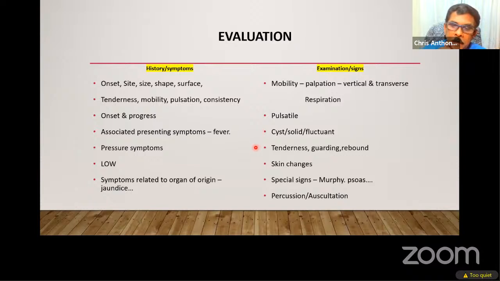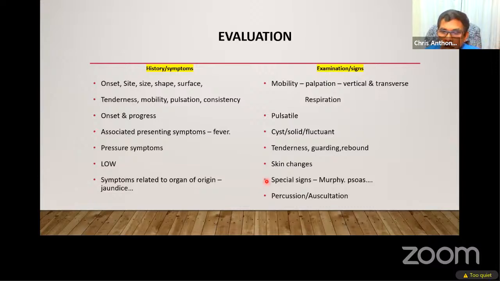Next is tenderness, guarding, and rebound tenderness. These are all important, especially if the mass is of infective origin, or it is ischemic or twisted, an ovarian cyst, for example. So there may be tenderness, guarding, and rebound. So it is very important to look for these signs. Skin changes, especially if it is a superficial lump, may suggest an abscess or a carbuncle. So the skin changes are very important.